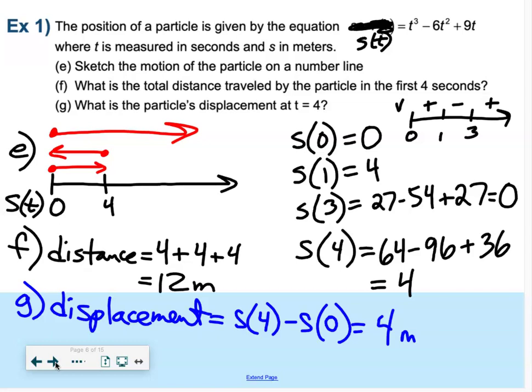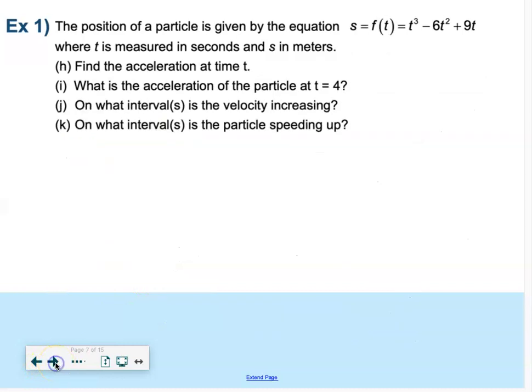We have finished parts E, F, and G. Let's do parts H, I, J, and K. And then we'll be done with motion. Not done with applications, but we'll be done with motion. No, there's more. Okay.